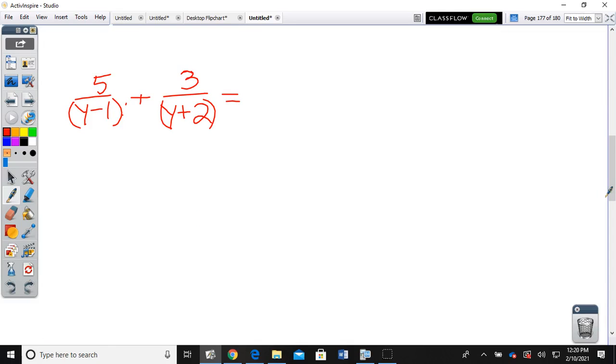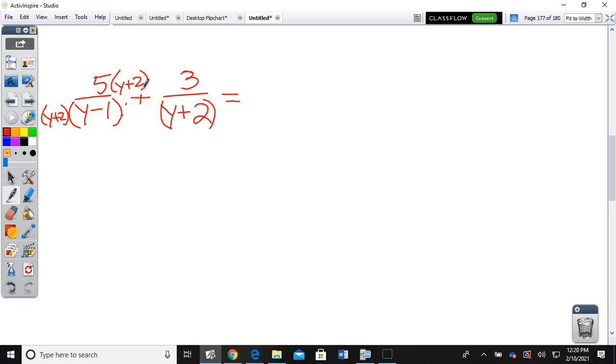How do we add these? What do we have to get? A common denominator, which would be just the combination of these two together, right? Y minus 1 times y plus 2. Everybody understand that? So, what is this one missing on the bottom? So I'm going to put a y plus 2 here, but I also have to put one where? On the top. Y plus 2 on top.